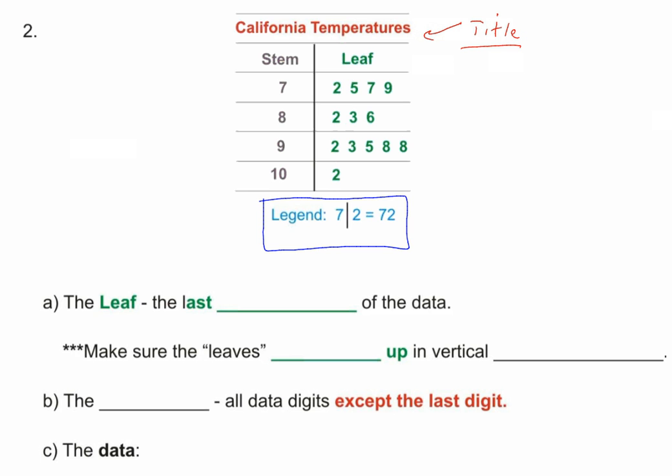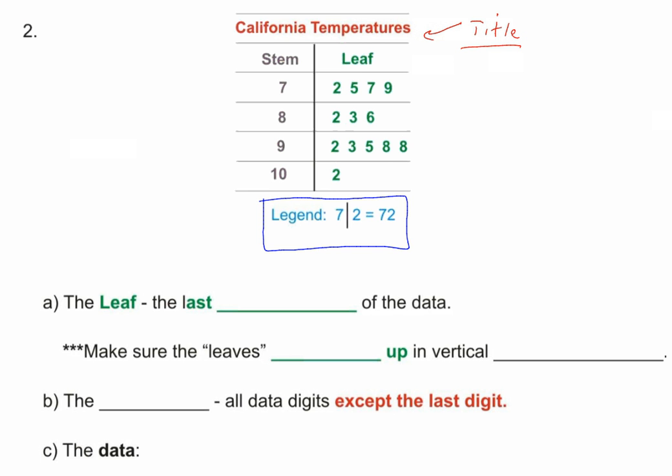Okay, so here is what's going on here. The stems are: the first stem is a 70. The second is an 80. The third is a 90. And the fourth is a 100. Because if you look at the legend, if you have 7 on the left-hand side of the line, a stem, and 2 on the right-hand side, a leaf, it gives you the value of 72.